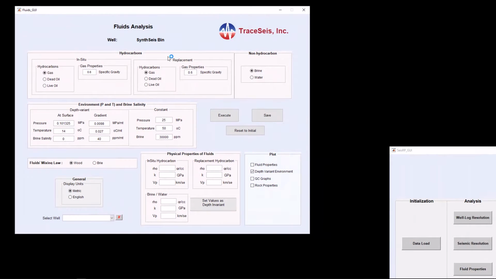The properties of the fluids needed to compute moduli and densities are input in these boxes. Here for hydrocarbons, the in situ hydrocarbon, the replacement hydrocarbon. For gas, the specific gravity is input. For dead oil, the API density, and for live oil, the API density, the gas-oil ratio, and the specific gravity of the gas. The non-hydrocarbon fluids are specified in this box, can be brine or water. For brine, the salinity is specified in this box as parts per million, and the case of water is the same as having a brine with no salinity.